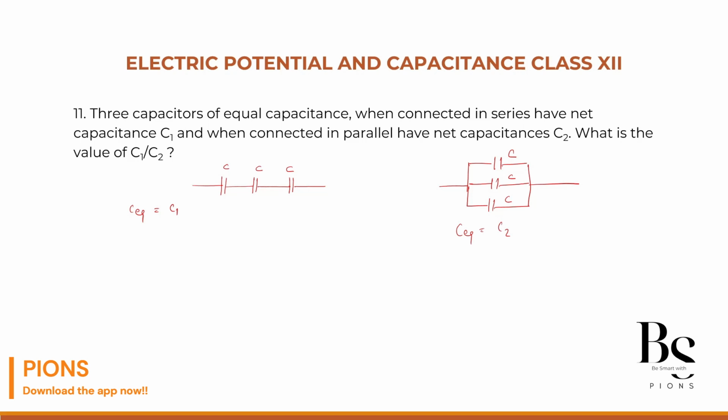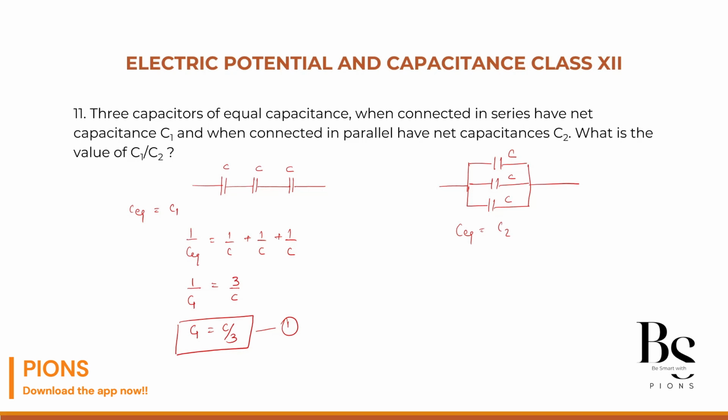Clear? So first of all, if this is C, C, C, then to find C equivalent, what will you do? In series, let me remind you once again, it's opposite of resistors. In case of resistors in parallel, 1 by C equivalent will be equal to 1 by C1 plus 1 by C2 plus 1 by C3. And this will give you 1 by C plus 1 by C plus 1 by C, which is 3 by C. Like 1 apple plus 1 apple plus 1 apple. C equivalent in series is C1. So C1 will be equal to C by 3. Equation number 1.